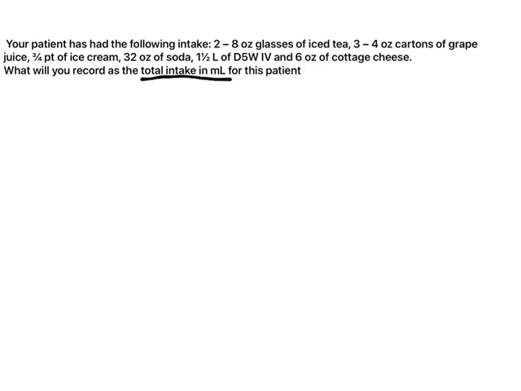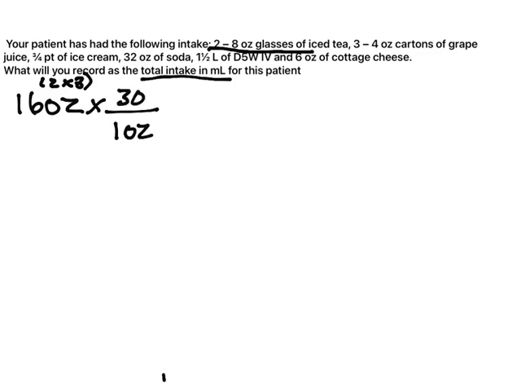All right, so let's first start with the iced tea. It says that the patient had 2 8-ounce glasses of iced tea. So 2 times 8 will give us a total of 16 ounces, right? So let me just write that up there. 2 times 8 will get us a total of 16 ounces that the patient had. Ounces, we got to convert to mLs. So 1 ounce is 30 mLs.